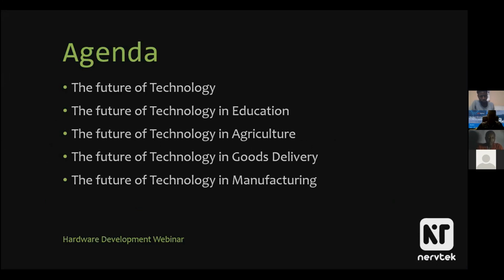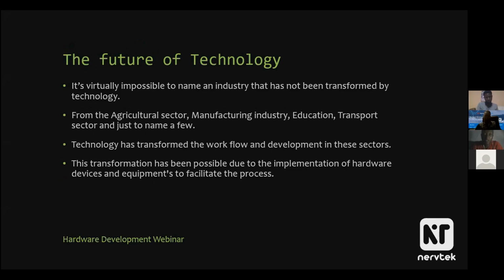So I'm going to take you through a rundown of the future of technology in education, the future of technology in agriculture. Hardware is really helping these sectors grow very fast, and in future, hardware is going to take over almost all activities in these sectors. So the future of technology: it's virtually impossible to name an industry that has not been transformed by technology using hardware.